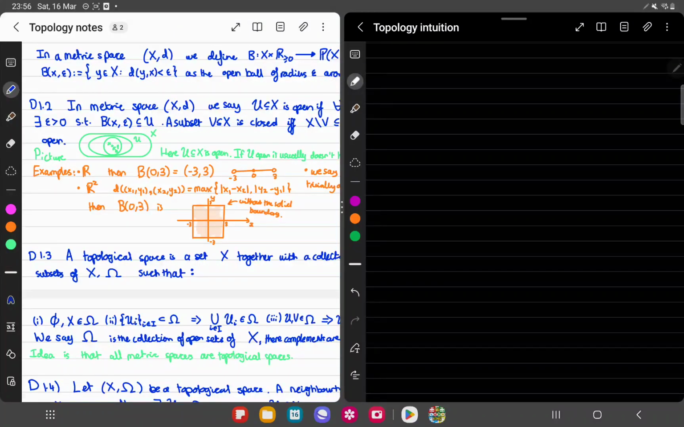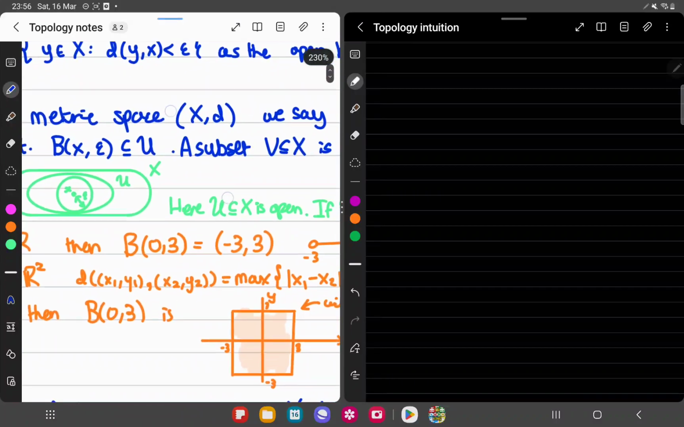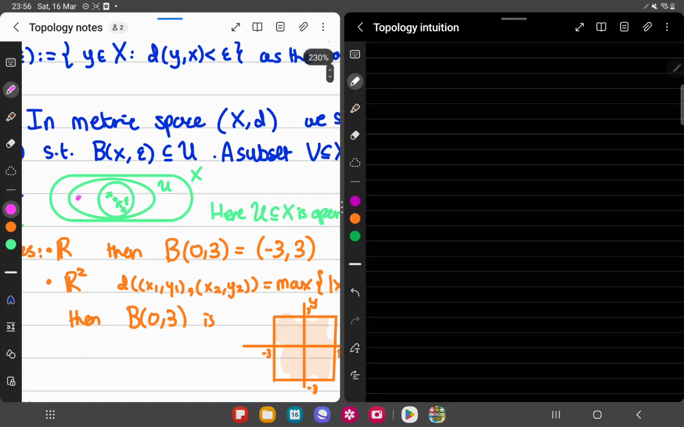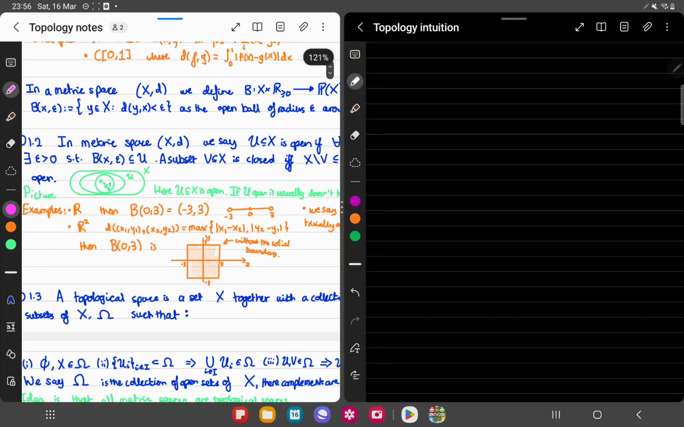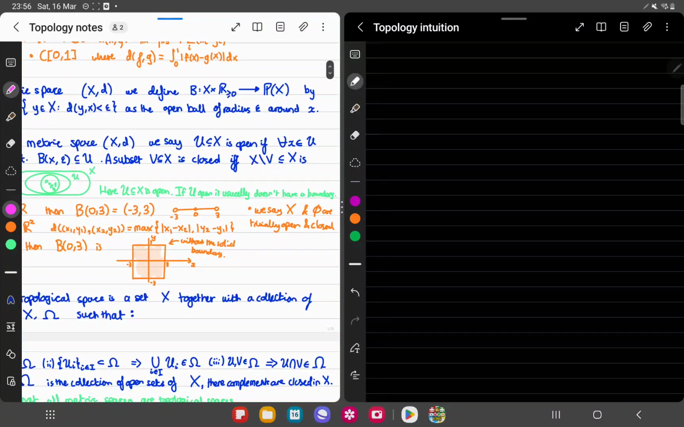The point is, if I can do that around every single point inside of U, so if I took maybe this alternate point there, I could take a small ball like that around it, and we're good. If I took a point there, I could take a small ball like that around it. Because I can do this with the set U, we call U open. And I gave this little bit of intuition. Here U is open. If U is open, it usually doesn't have a boundary.